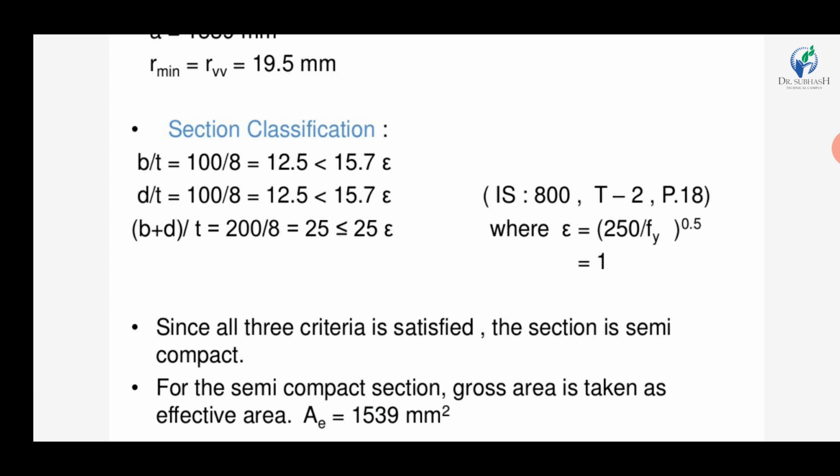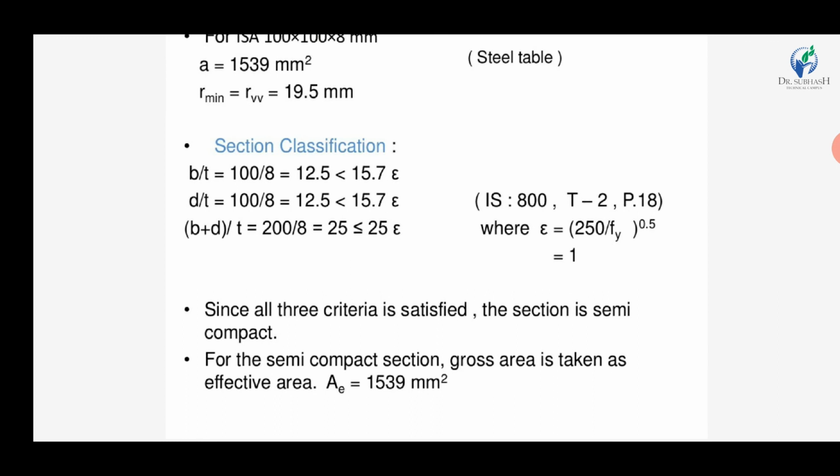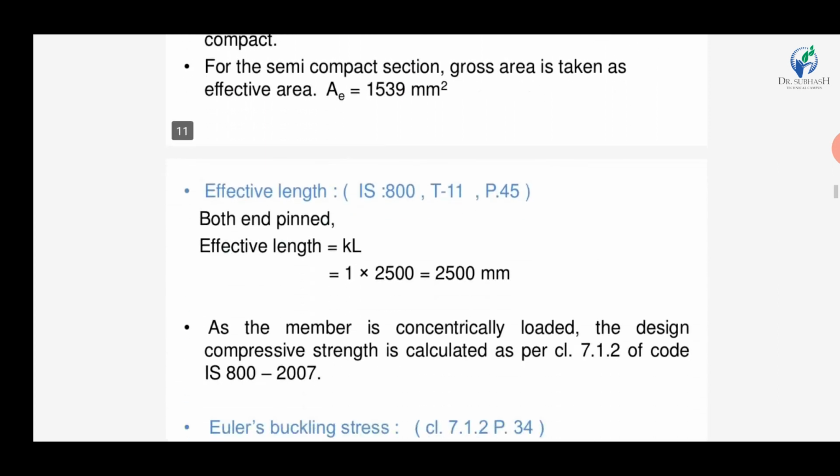For a semi-compact section, the gross area is taken as the effective sectional area. If we find a semi-compact section, our gross area is the same as our effective area. So here we do not need to find any other effective area. We can take the gross area as equal to the effective area.